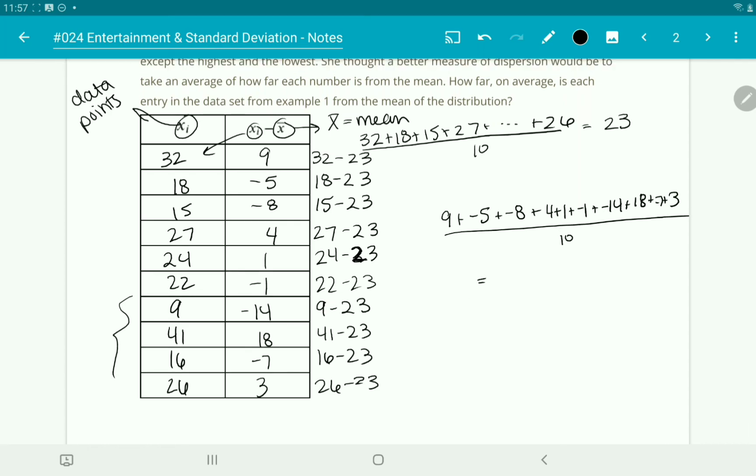So this average here would give us 9 plus, let me write this in a calculator, I didn't have this one out. 4 plus 1 plus negative 1 plus negative 14 plus 18 plus negative 7 plus 3. It's going to give you 0.